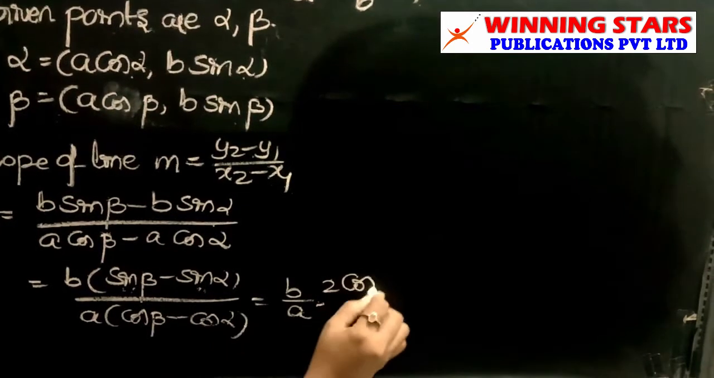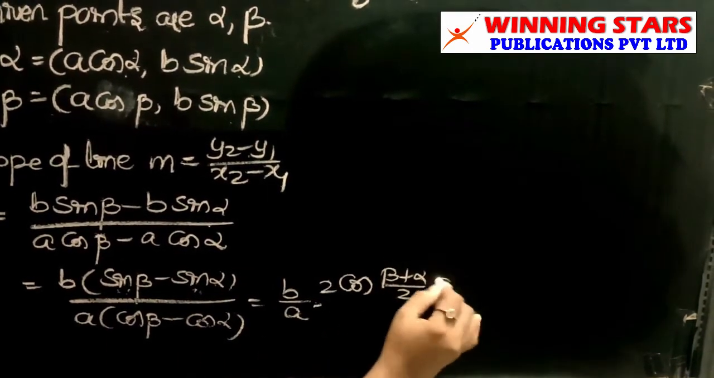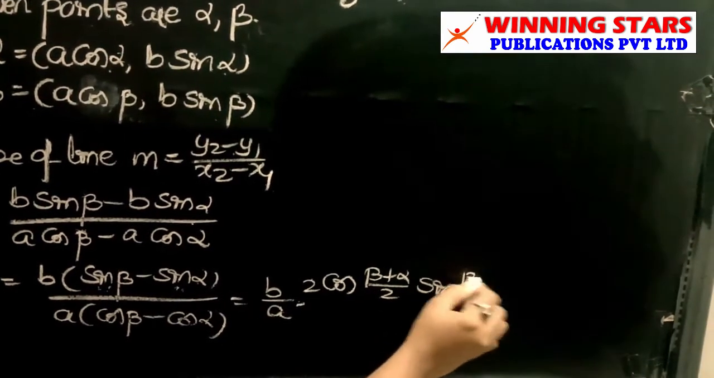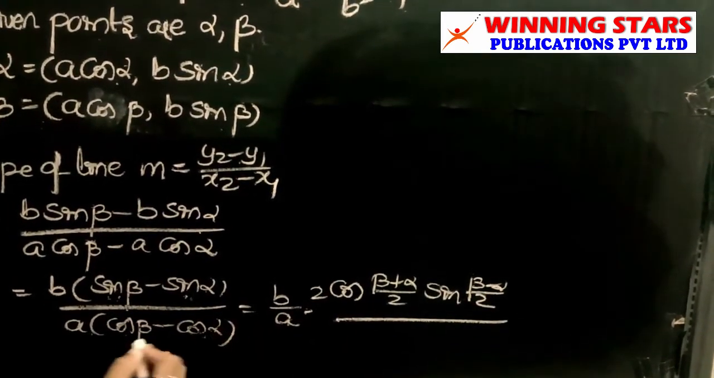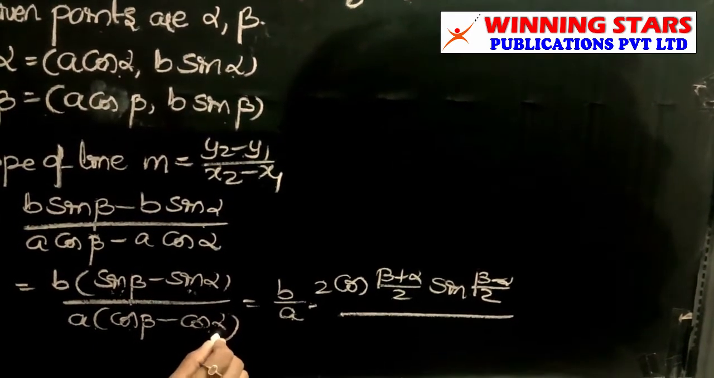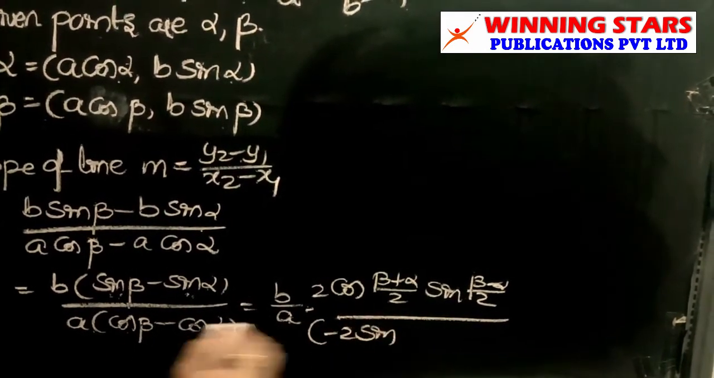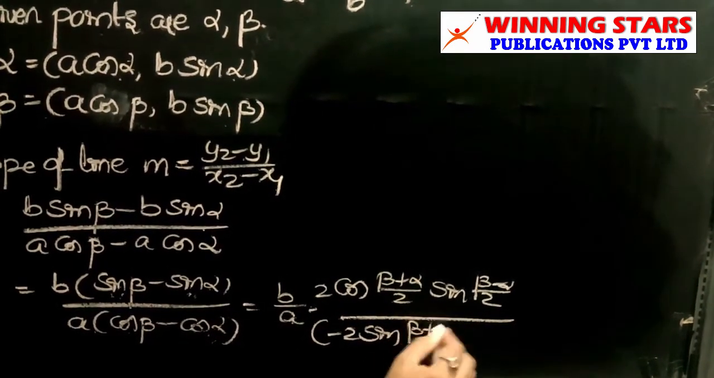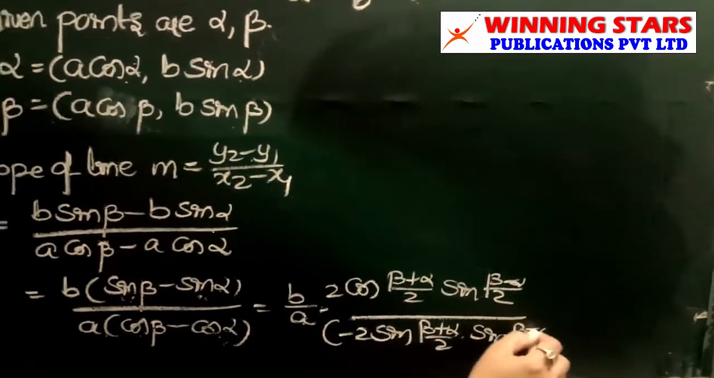That is 2 cos((c+d)/2) → cos((β+α)/2) into sin((c−d)/2) → sin((β−α)/2), whole by cos β minus cos α, which is in the form of cos c minus cos d. The formula is minus 2 sin((c+d)/2) into sin((c−d)/2), that is minus 2 sin((β+α)/2) into sin((β−α)/2).